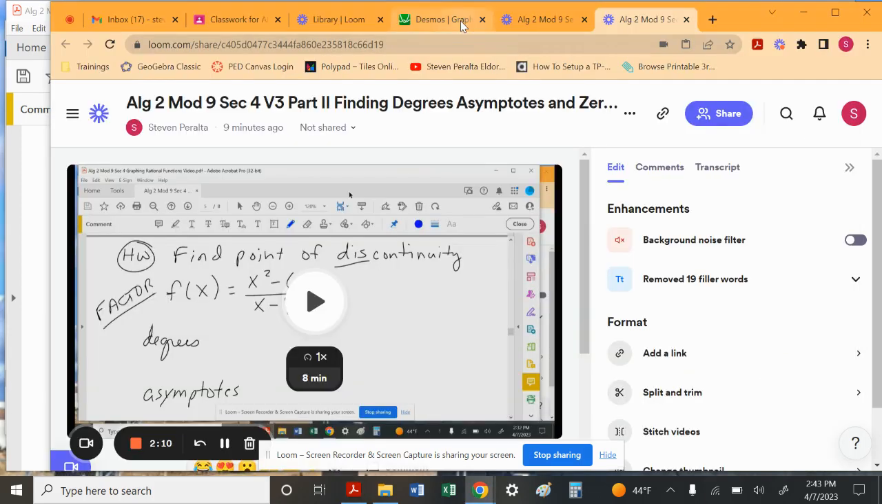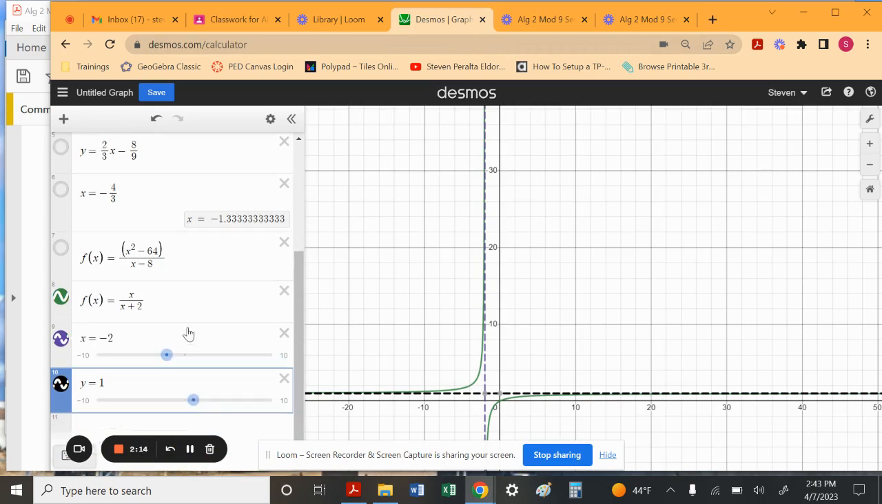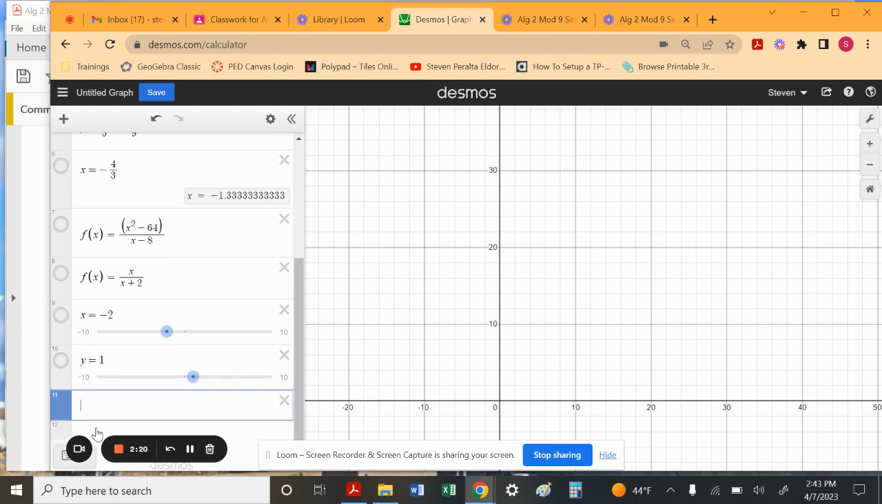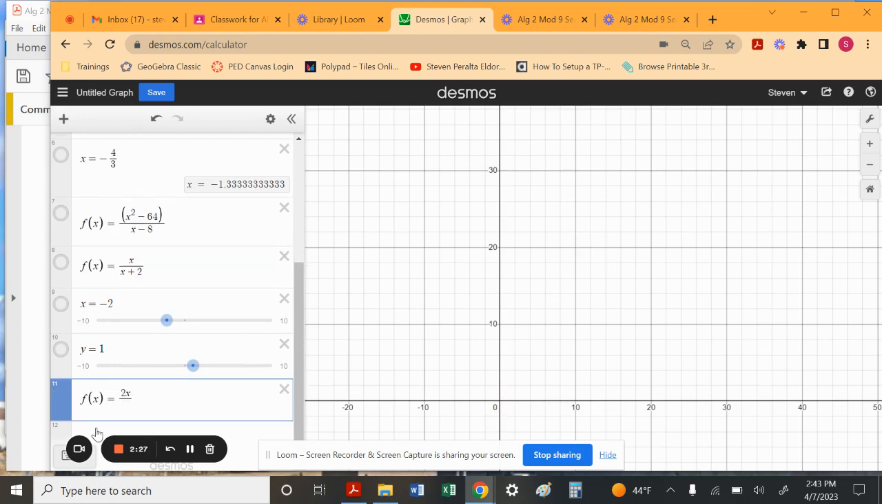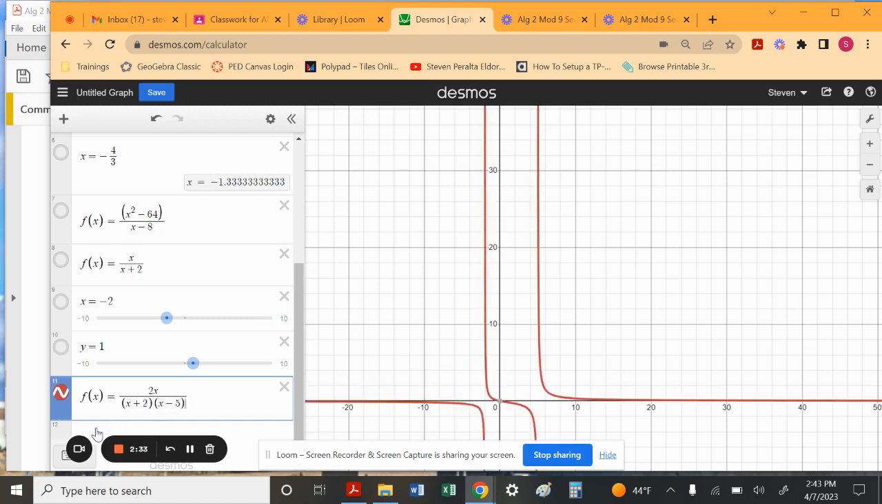So if we go back over now and we graph it, and notice some things here so we can see what's going on. We're going to go ahead and graph this function. So it is f of x equals 2x divided by x plus 2, x minus 5. So we can see what that function is doing. I'm going to temporarily turn it off.